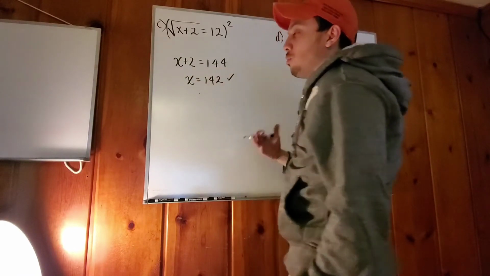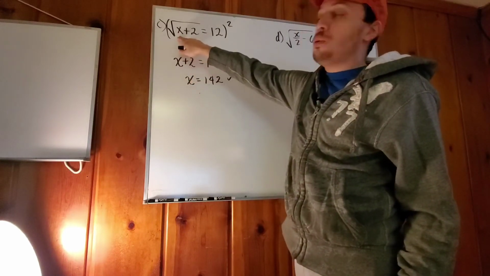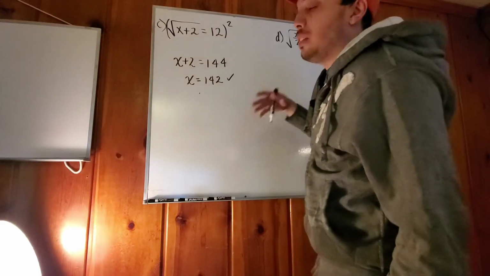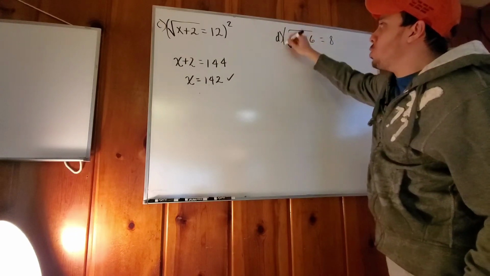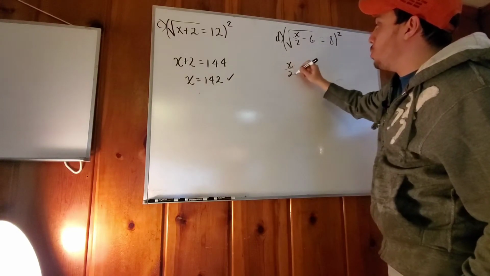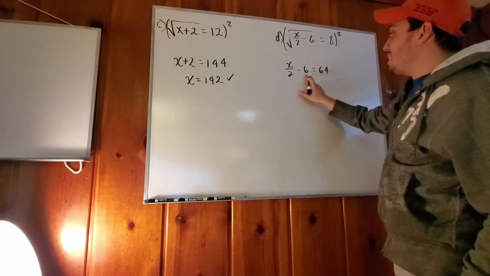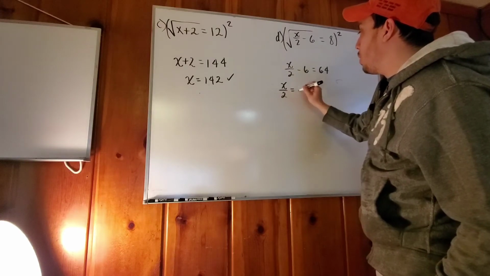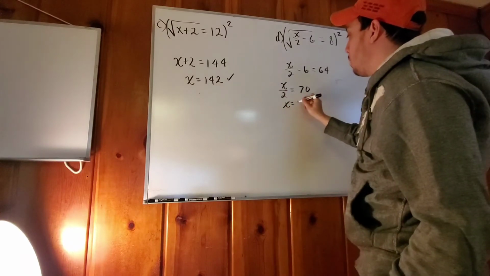And that is correct. How do I know this? Because 142 plus 2 is 144. So if I put 142 here, plus 2 is 144. Square root of 144 is 12. That's what I meant by checking mentally. Now in here, we're going to do the same thing. We're going to square. And so it's going to be x over 2 minus 6 equals 64. Well, the 64, I'm going to add the 6 to both sides. So it's going to be x over 2 equals 70. Then I'm going to multiply times 2. And so x is going to be 140.